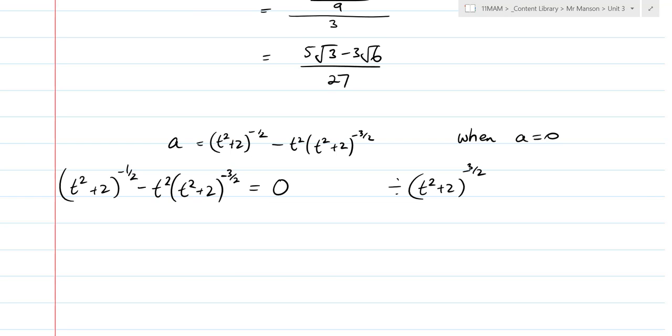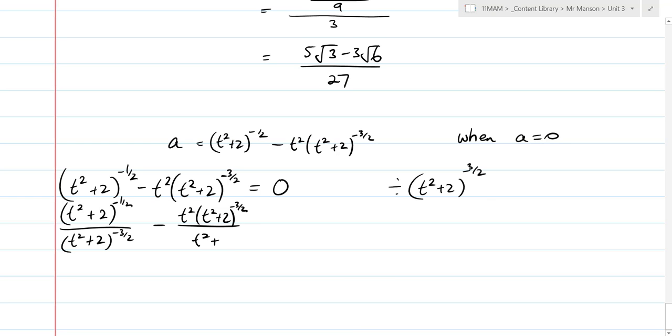What's 0 divided by t to the negative 3 over 2? 0, good. So that's just equal to 0. What happens here? They cancel out. Here, index law tells us if we've got the same thing but with powers, we subtract the powers. What's negative a half minus negative 3 over 2? 1. (t squared + 2) to the power of 1 minus (t squared + 2). You see what just happened? So this becomes t squared + 2 minus t squared + 2 equals 0.